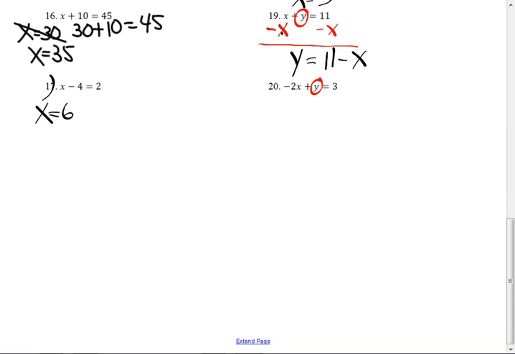I want y by itself. Who's hanging around with y? Jacob, who's hanging around with y? Who's being added to y? Negative 2x. How would you get rid of it? What's the opposite of adding? I mean, subtracting. Add. Let's add a 2x. Okay, Nick, you got that?